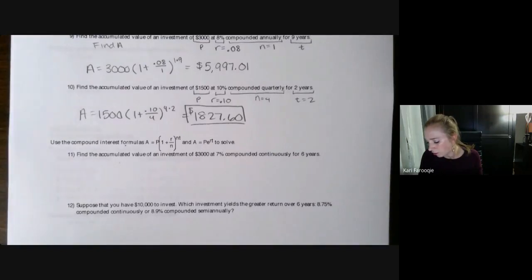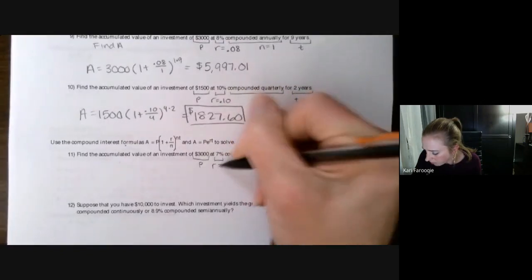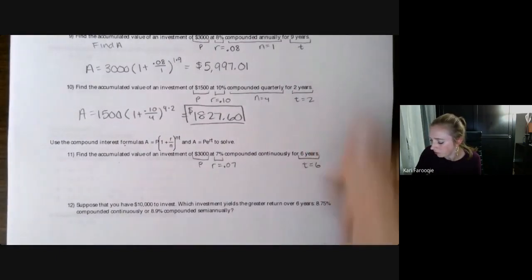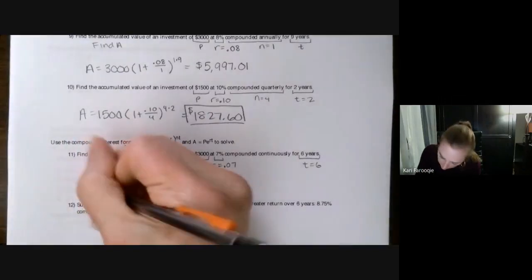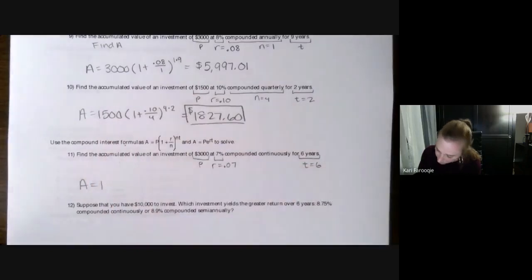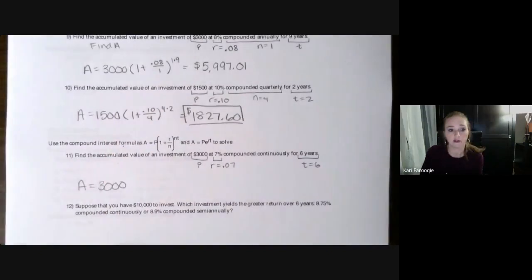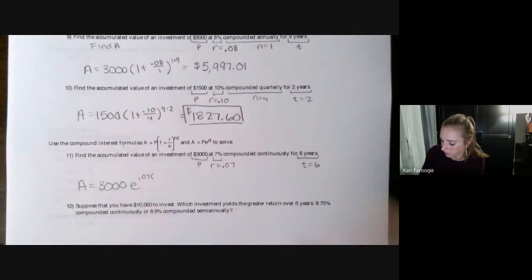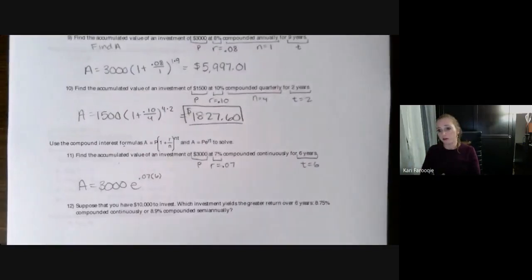Find the accumulated value of an investment of $3,000. So there's your P at 7%, compounded continuously for 6 years. Now, the compounding continuously formula is even easier to use because it's just A equals P e to the RT. So our P is 3,000. And then we have e to the 0.07 times 6. Really, this is just a matter of, can we identify the pieces of the function and can you put it into your calculator correctly?